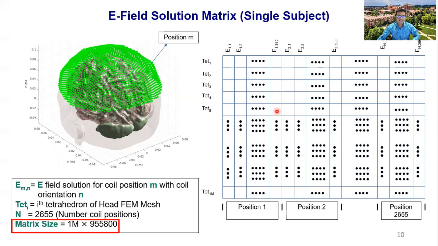I want to clarify some of the details of this matrix formation. The first 360 columns correspond to position 1. The second 360 columns correspond to position 2, and so on. So these 360 columns mean that for each position, we place a coil with increasing angular positions from 1 degree to 360 degrees. And that's why it's a huge matrix, roughly around 1 million by 1 million, and we need to approximate this.